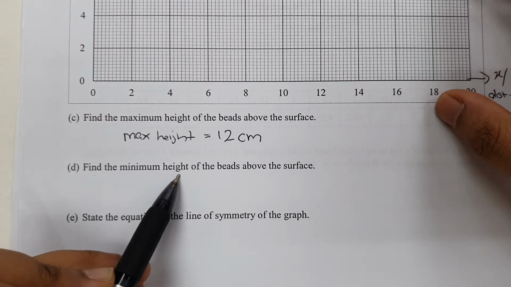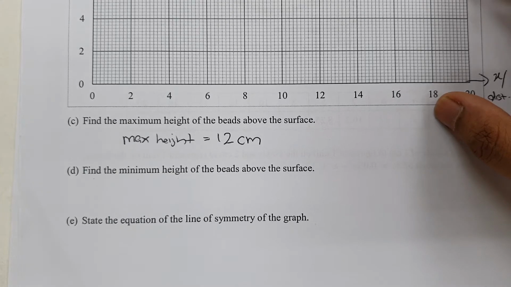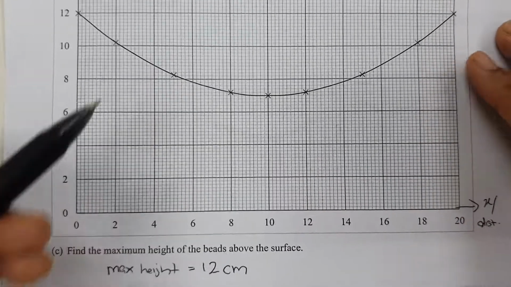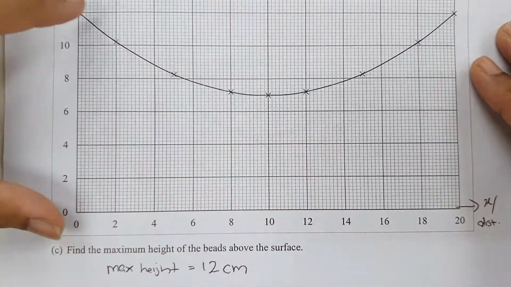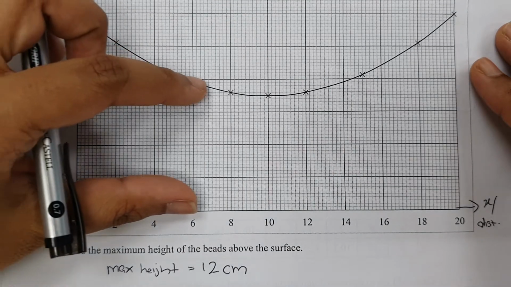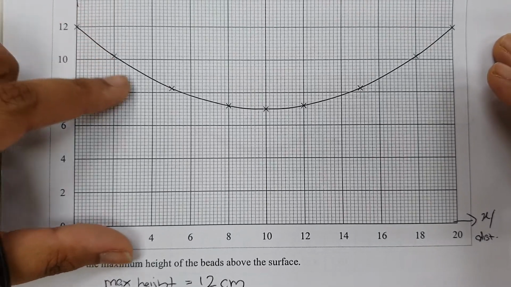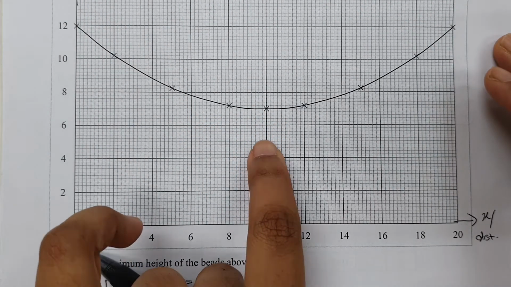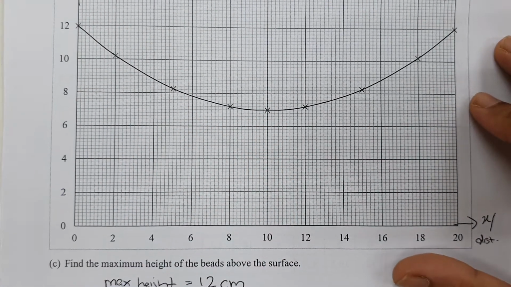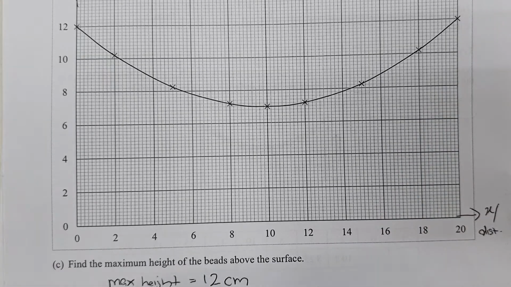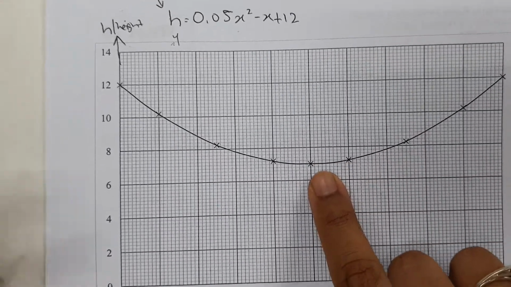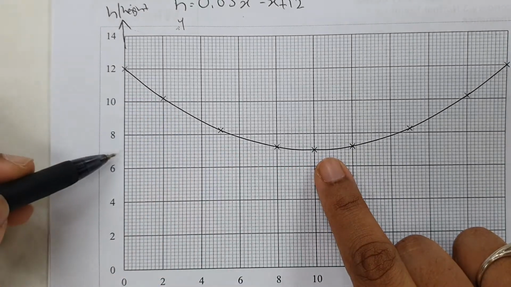Find the minimum height. Minimum means smallest, shortest height. The beads are all here. So this is the height. It decreases, then increases. So where is the minimum? It's actually here, right? If you're not able to see, let me try using a paper, you see? This is the minimum point, right over here. So can you find out for me what is the height?